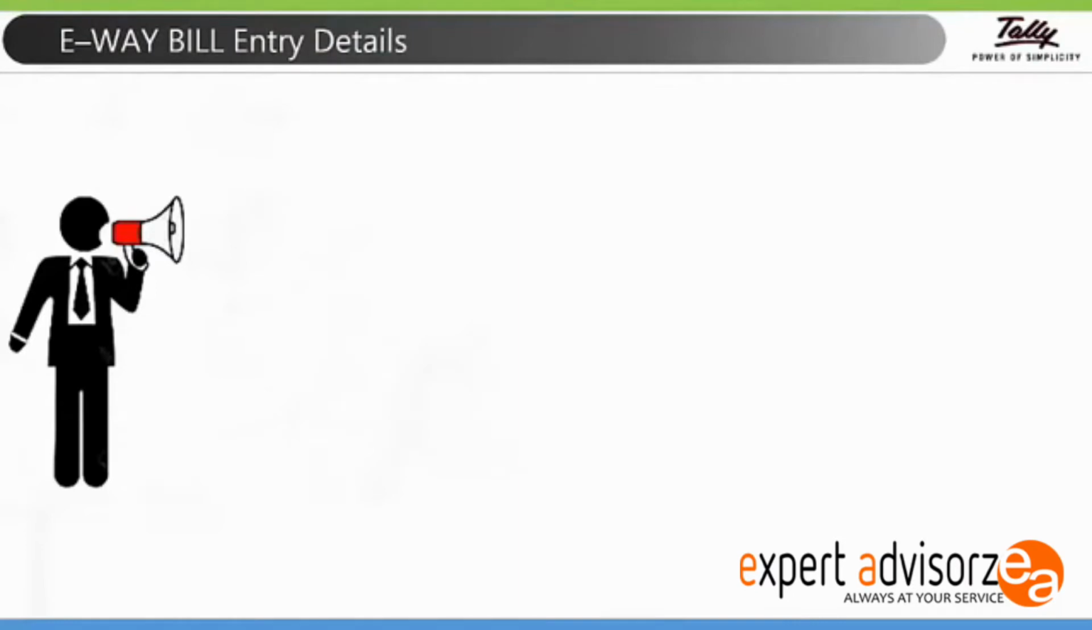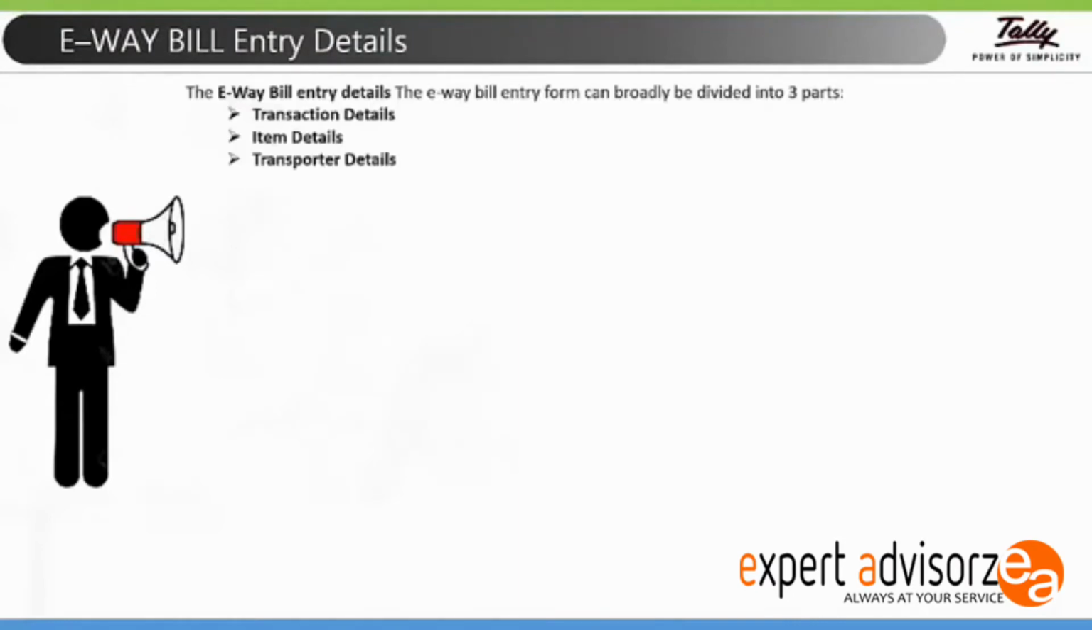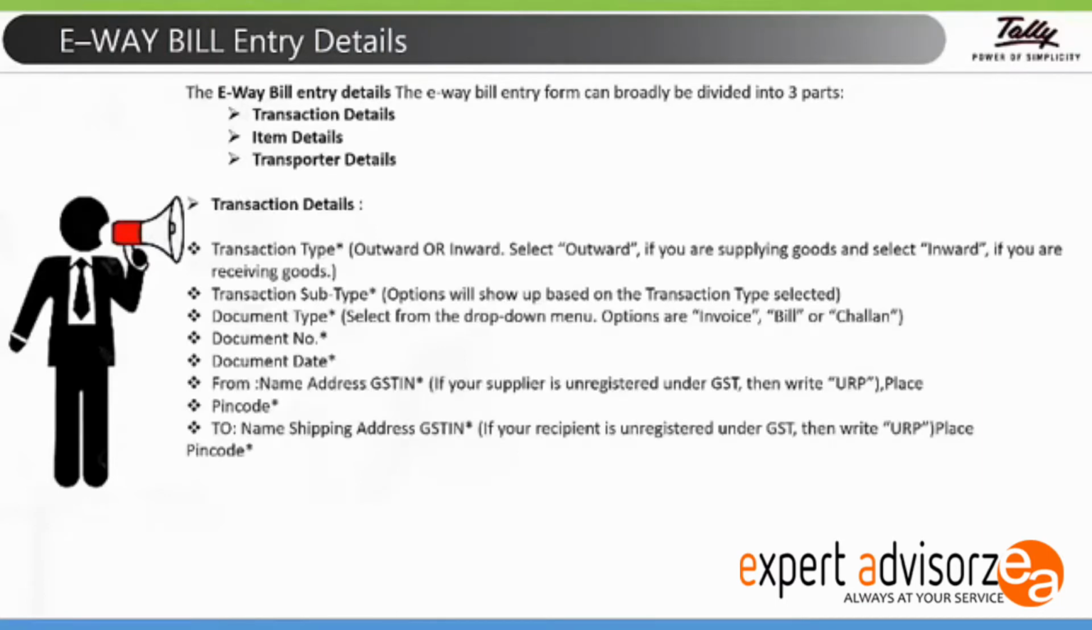Let us further look at the details of e-way bill entry. E-way bill entry details can broadly be divided into three parts: the transaction details, item details, and transporter details. The transaction details comprise the below. Transaction type: what type of transaction is it? Whether you're sending out the goods, which is outward, or you're purchasing the goods, which is inward. So the transaction type could be outward or inward. It has to be selected accordingly.